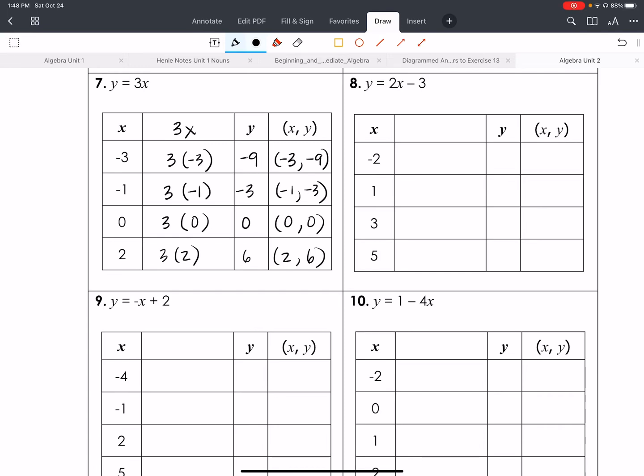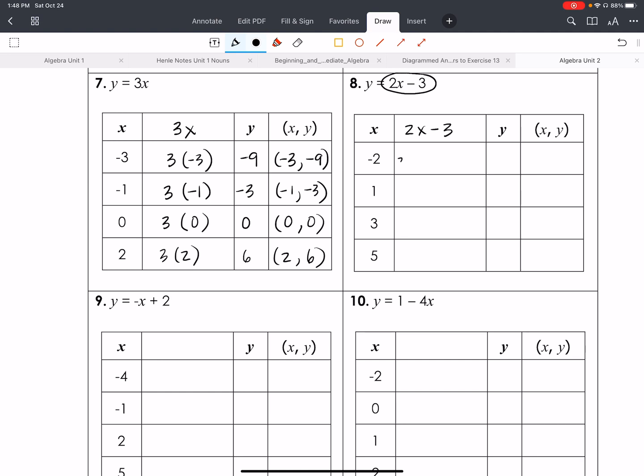Let's take a look at some more challenging function rules. Function rules can be almost anything. You can even have exponents, but we're not doing those yet. You can have function rules that have multiplication and addition or subtraction attached to them. So there's my function rule right in here in my process column.